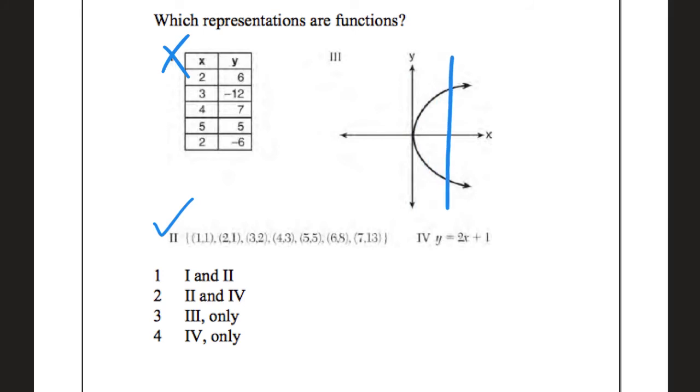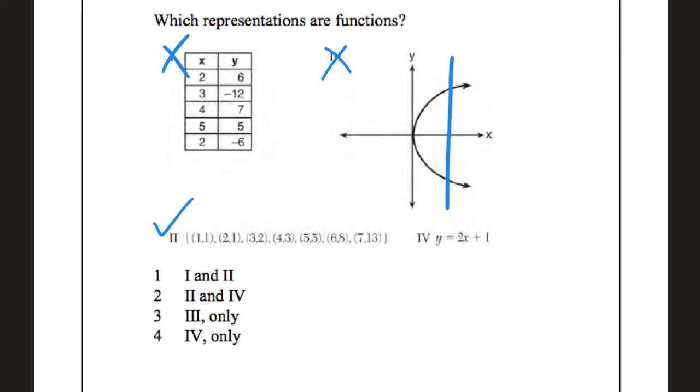Doesn't matter if it passed for 90% of the graph that you see. If you can find any spot where it fails, it fails. So this is not a function. A vertical line touches it more than once. No good.